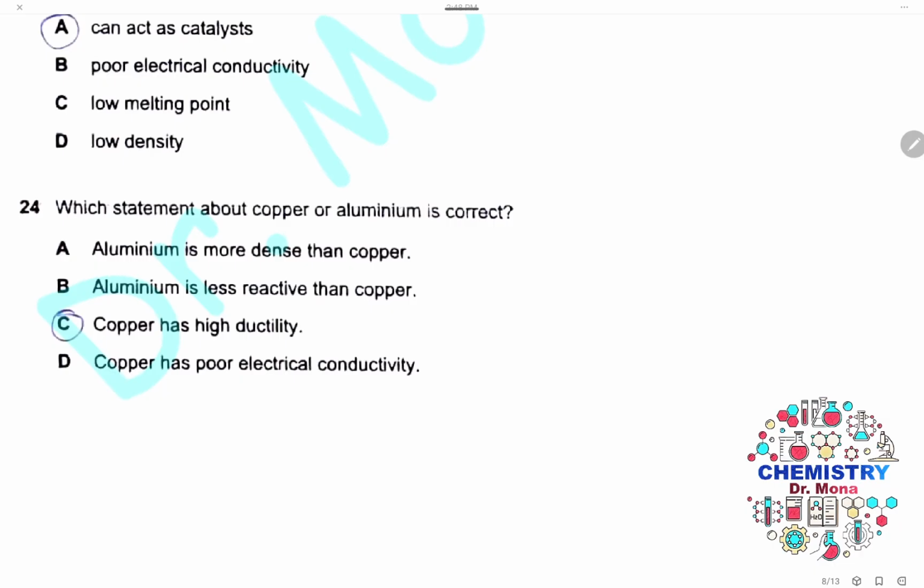Question 24. Which statement about copper and aluminium is correct? Aluminium is more dense than copper. This is wrong. Aluminium, of course, has lower density than copper. Aluminium is less reactive than copper. Of course, this is wrong. Aluminium is higher in the reactivity series than copper. Copper has high ductility. It is used to make electrical wires, so this is correct. Copper has poor electrical conductivity, and this is also wrong. The correct statement is C.